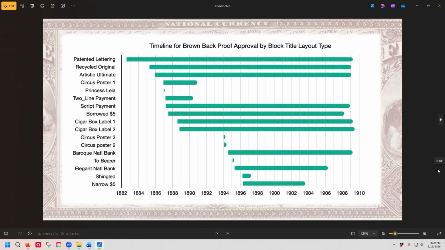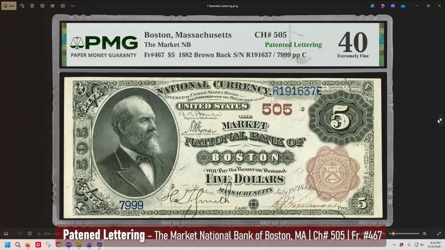The line is the earliest and latest approval dates from the proofs for the block. Okay, title layout. You want to move on to our first one, the patented lettering? Yes, let's just jump on in. As you can see, it started at the patented lettering. It was the first type.